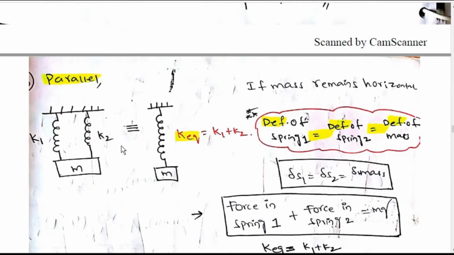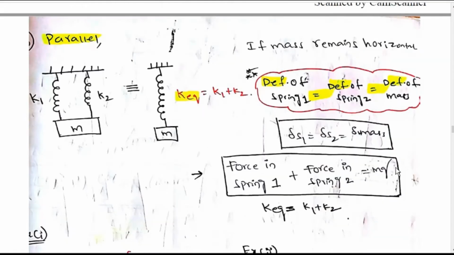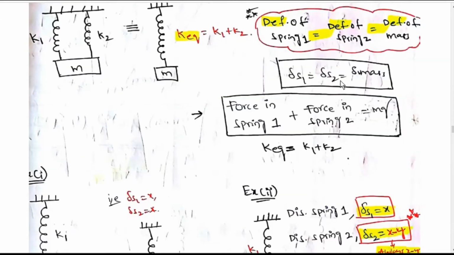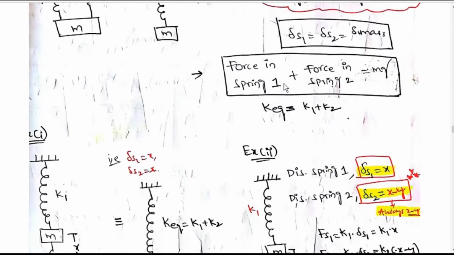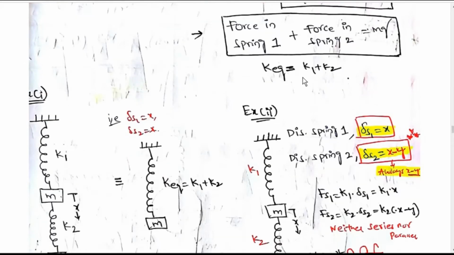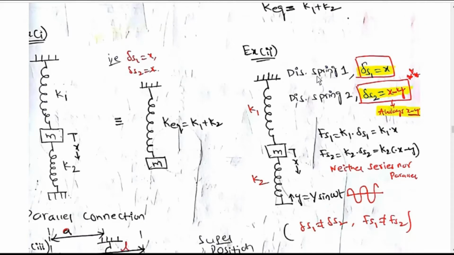Parallel, K1 and K2: K equivalent is equal to k1 plus k2. If the mass remains horizontal, then deflection of spring 1 is equal to deflection of spring 2 is equal to deflection of mass. Delta S1 is equal to delta S2 is equal to delta mass. Force in spring 1 plus force in spring 2 is equal to mg. K equivalent is equal to k1 plus k2. Here, on axis displacement, both will be in the same direction, so K equivalent is equal to K1 plus K2.